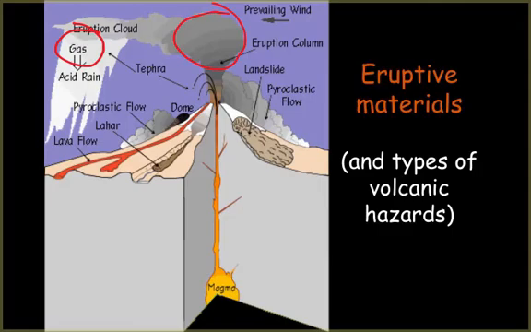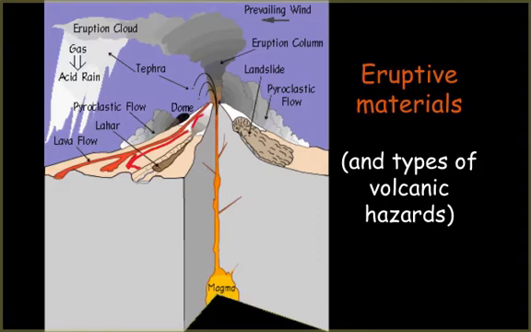We see tephra. That tephra is a term that includes any material like volcanic bombs or blocks. It includes ash, it includes pumice, any of that material that is ejected into the air is tephra. We also see lava flows, so lava flows there.